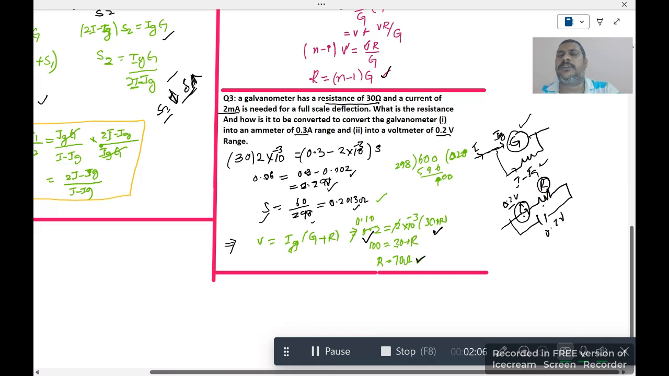So this is about converting a galvanometer into an ammeter and a voltmeter. In the next video, Wheatstone bridge, unbalanced Wheatstone bridge, and potentiometer I will explain. Already Wheatstone bridge I have given. Yes, I'll give it in the next video.